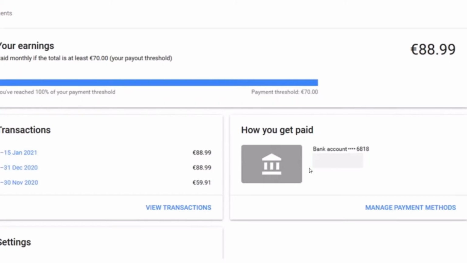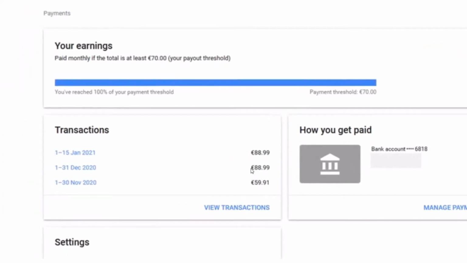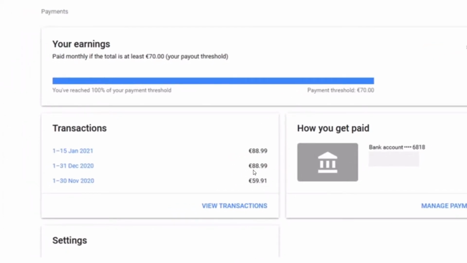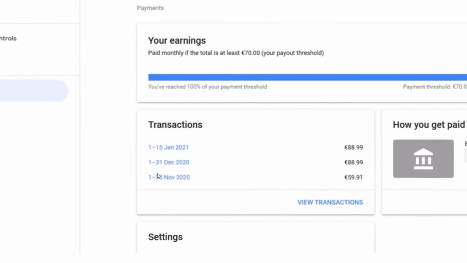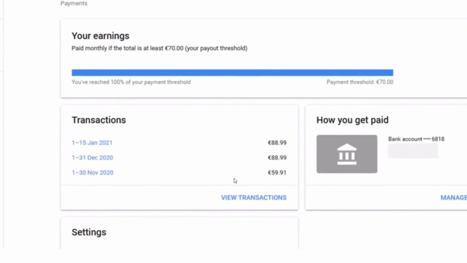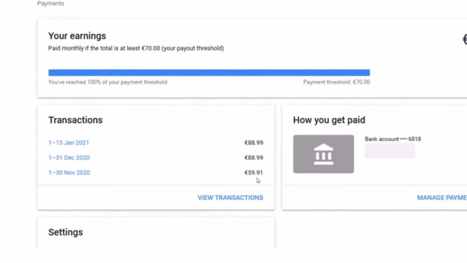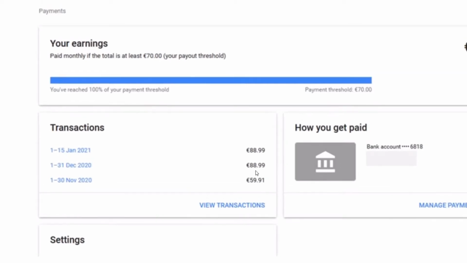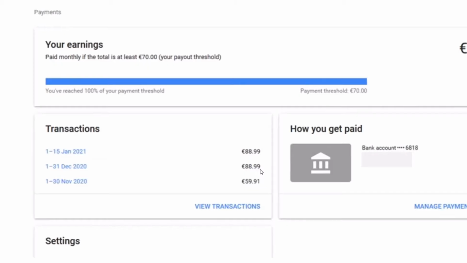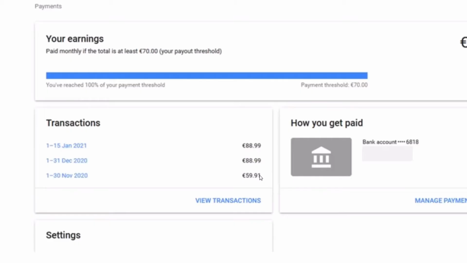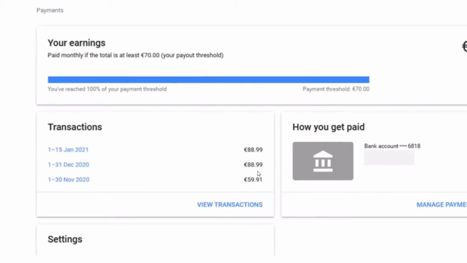What triggered me to search for the answers was that on the 11th of January, when I finally received my earnings for the month of December, as you can look at my transactions here, please, you see that at the end of November I had 59.19 euros. Now at the end of December I had 88 point something. So it means I earned about 29 point something euros for the month of December.